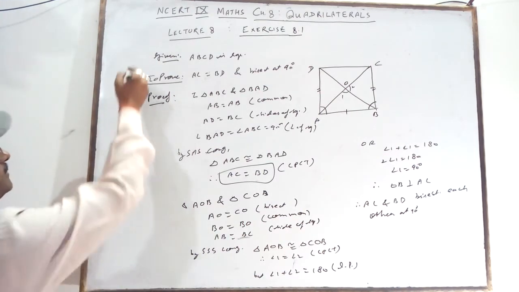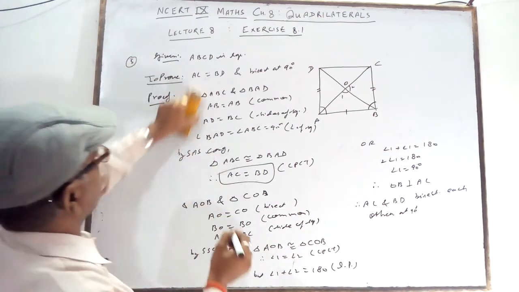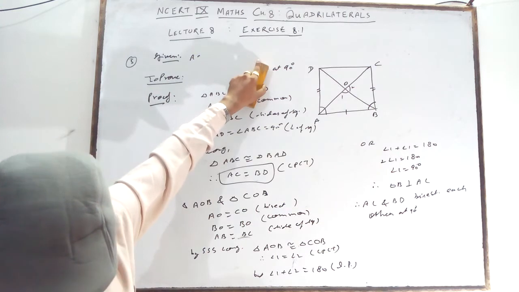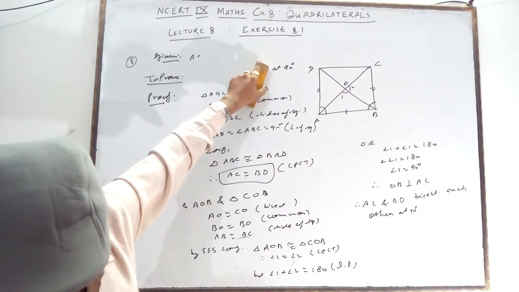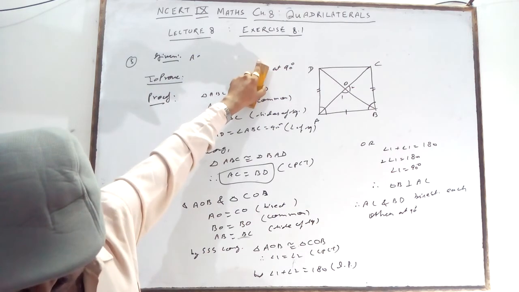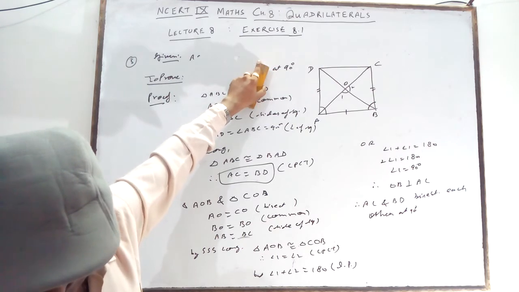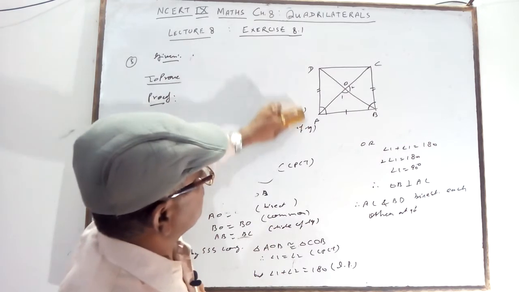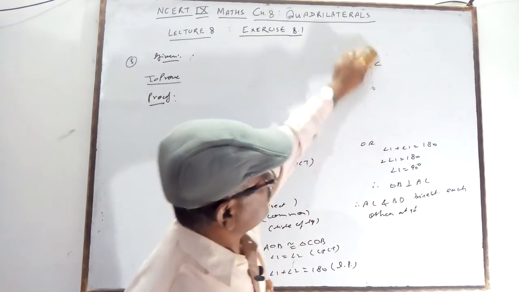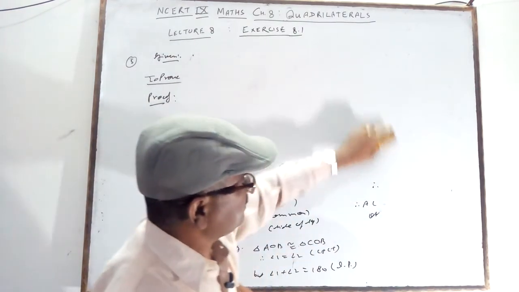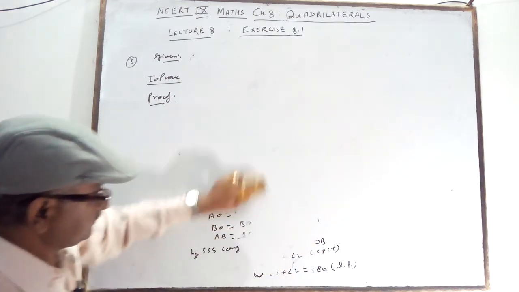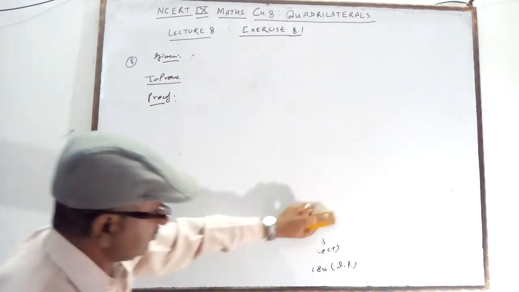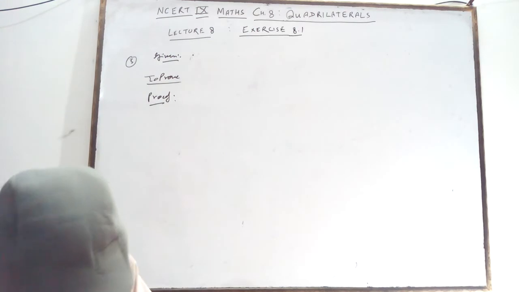Question number 5 is given. Show that if the diagonals of a quadrilateral are equal and bisect each other at right angle, then it is a square. It is just the converse of this question, the converse of question number 4.